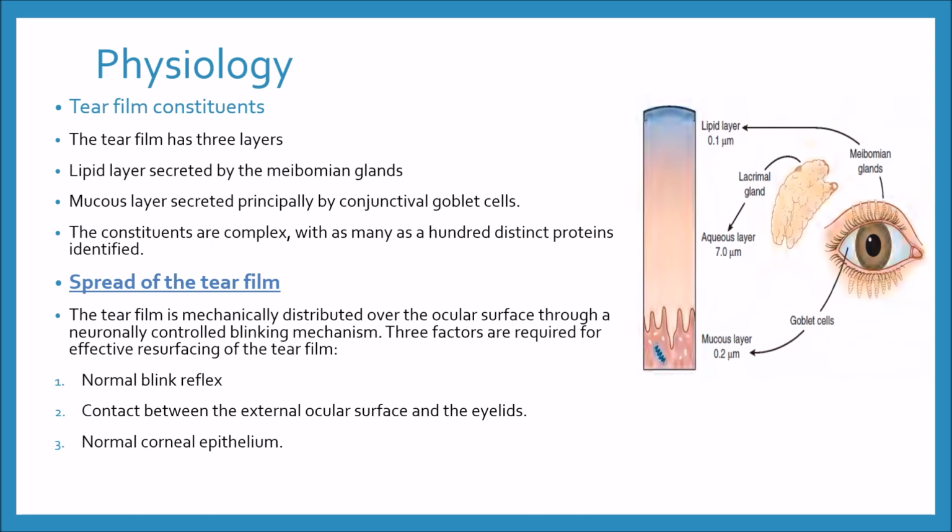The constituents are complex, with as many as 100 distinct proteins identified. The tear film is mechanically distributed over the ocular surface through a neuronally controlled blinking mechanism. Three factors are required for effective resurfacing of the tear film. Normal blink reflex, number 1. Contact between the external ocular surface and the eyelids, and normal corneal epithelium.